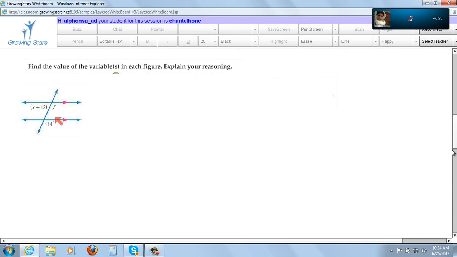Can you say anything about y and 114? Y equals 114? What is the reason? Because they're both congruent parallel lines. And which angle pair are they? See, they are parallel lines. My question is why angle y equals 114? According to which reason?